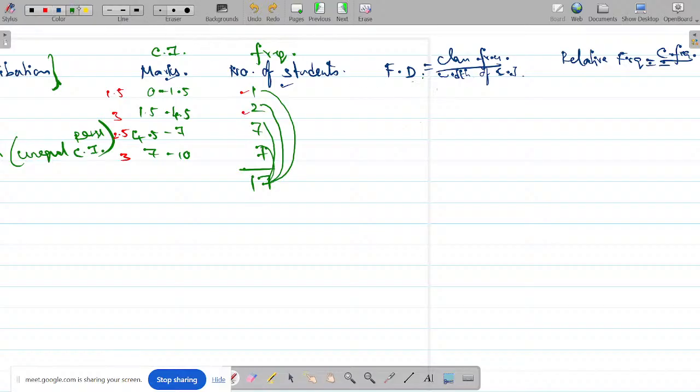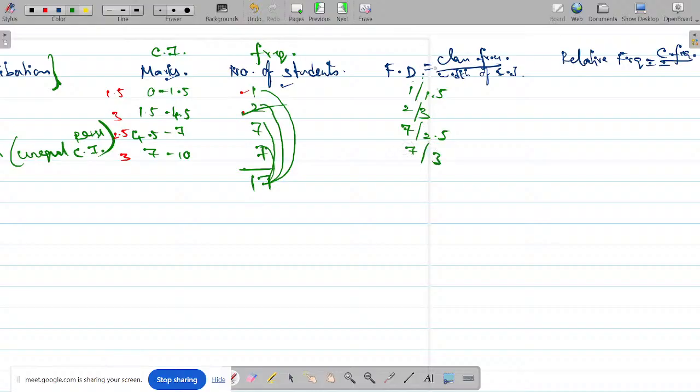Okay. So it's 1 divided by 1.5 and here the class frequency is 2. So 2 divided by 1.5. Next is 7. 7 divided by 2.5. 7 divided by 2.5 and 2 divided by 3. Okay. Then 7 divided by 2.5 and 7 divided by 3.